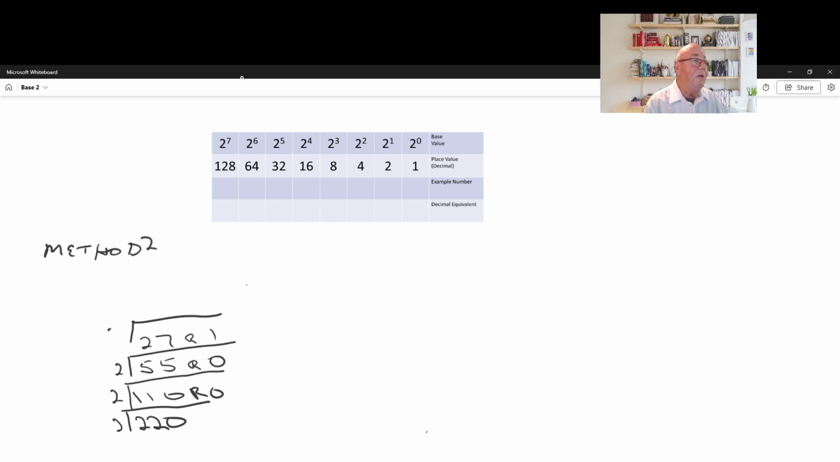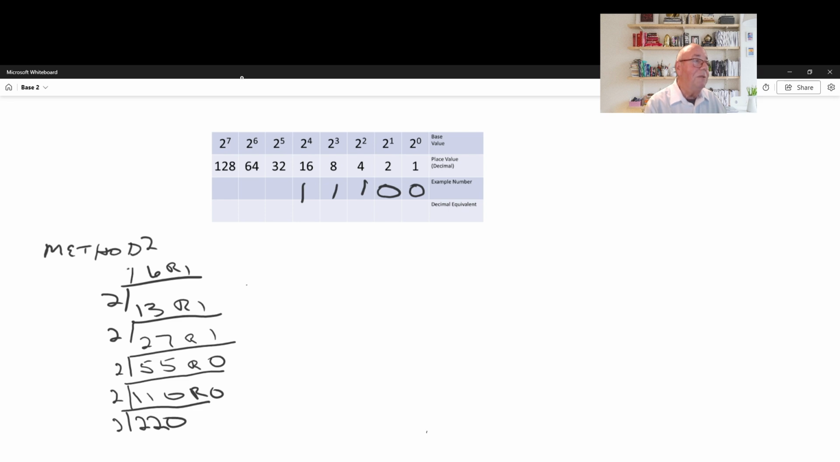27 divided by 2 is 13 with a remainder of 1. And I should have started this before, so let's go back and get caught up. This first one was a 0, reading up from the bottom. Second is a 0. Third one is a 1. And the fourth one is a 1. Again, tracking the remainder. 2 goes into 13 6 times with a remainder of 1. So we put a 1 there.